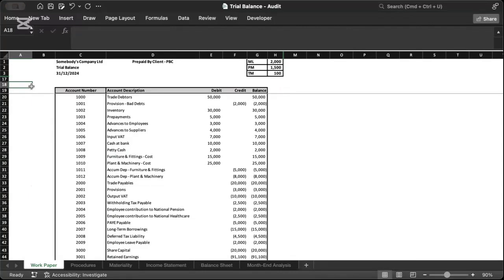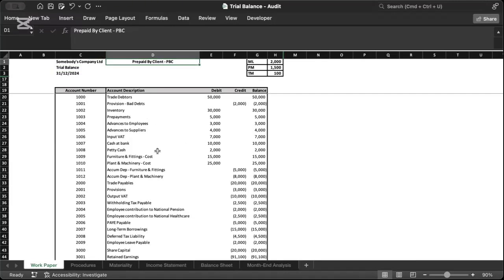Auditors use work papers to document the purpose and procedures of their audit. In this example, I've created a work paper from scratch. I started by noting the client's name, the document title, trial balance, and the date, which is 31st December 2024. This trial balance was created by the client, okay?